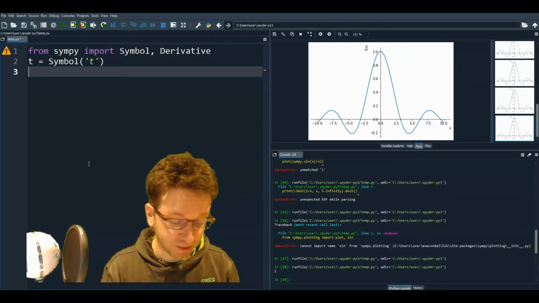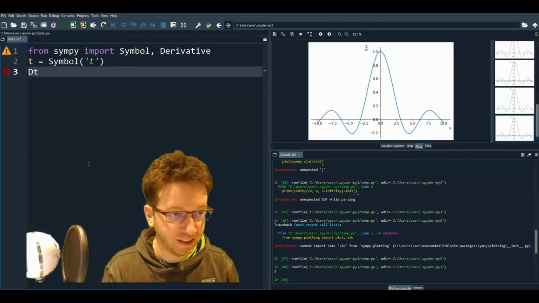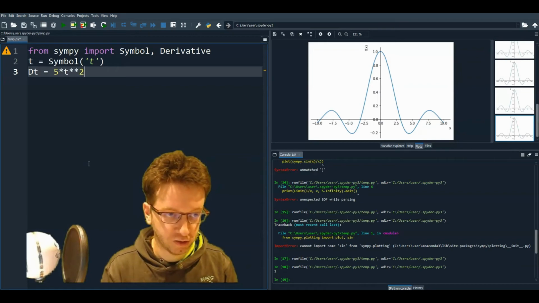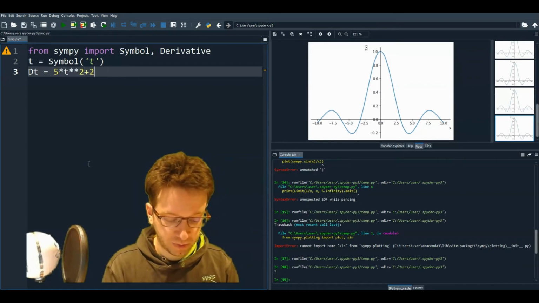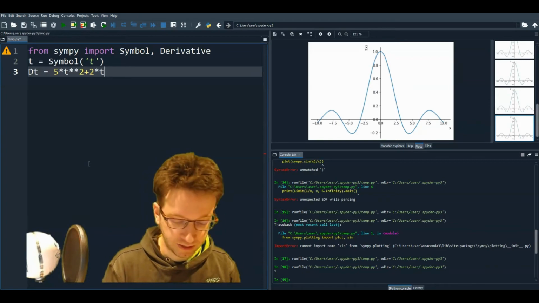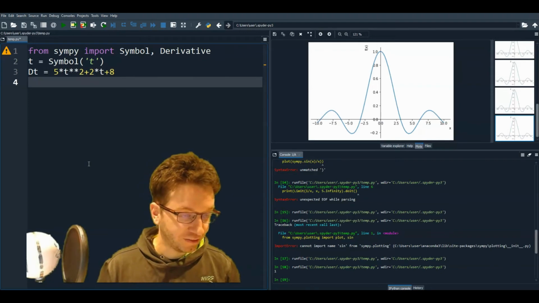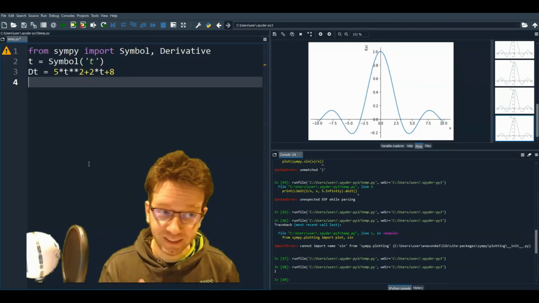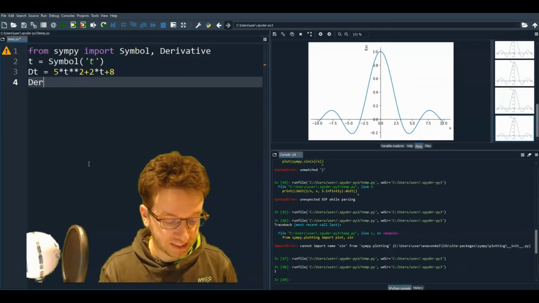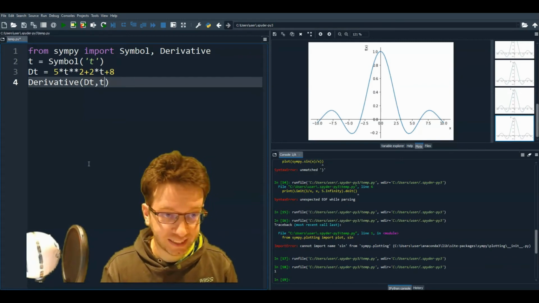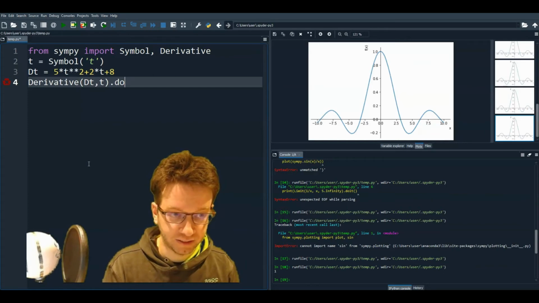And our equation, our position with respect to time, so I'm going to just write dt. So our function d with respect to time is going to be, I said, 5t squared plus 2t plus 8. So there's our position function, and if we want to find out the function of velocity, we need to find a derivative for that. So I simply need to type derivative of that function dt with respect to t. So I'm going to do comma t, and we end that with dot the doit function.